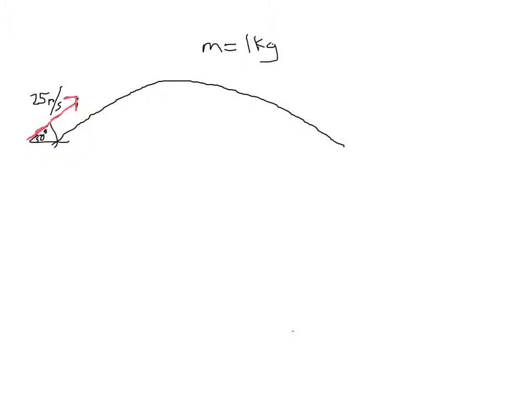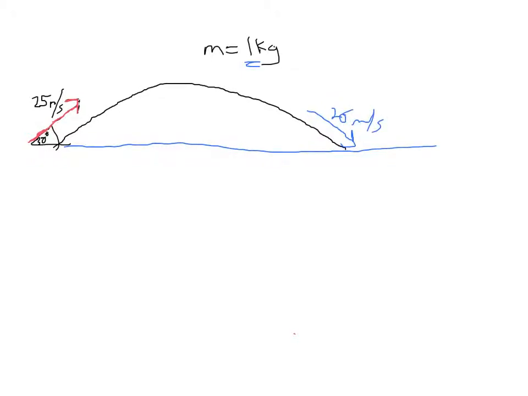So, from what we know about projectile motion, let's say it's an object that has a mass of 1 kilogram, and I want to use 1 kilogram because it's nice and easy to work with. I'm going to launch it here at 25 meters per second, 30 degrees from the horizontal. Now, if it lands at exactly the same height, I know it's also going to land with a velocity of 25 meters per second, and that is also going to be 30 degrees from the horizontal here.